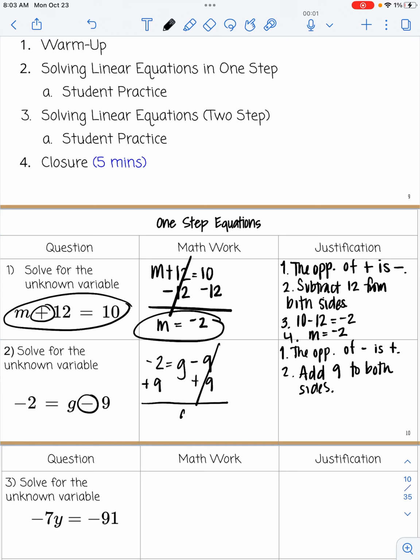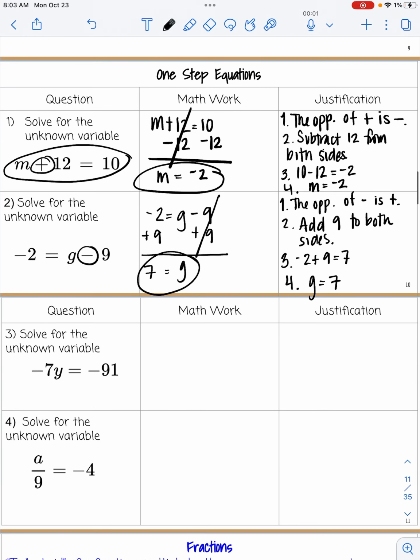This is going to cancel. Negative 2 plus 9 is 7. So negative 2 plus 9 equals 7. Therefore, g equals 7.